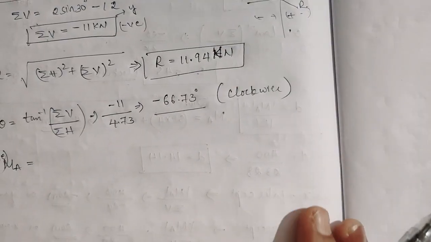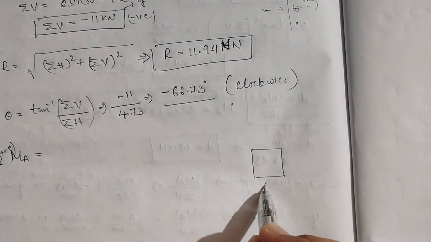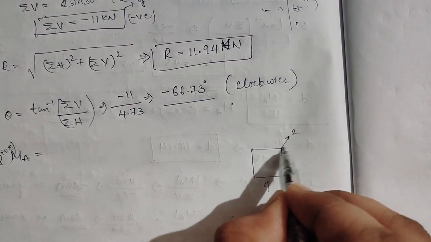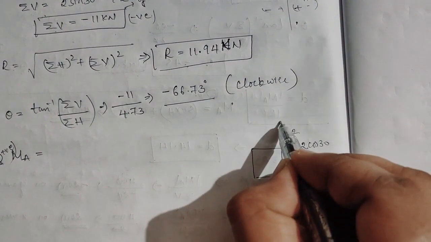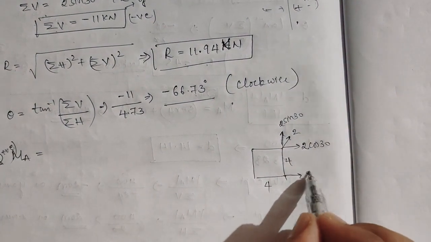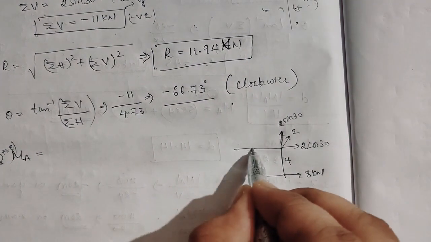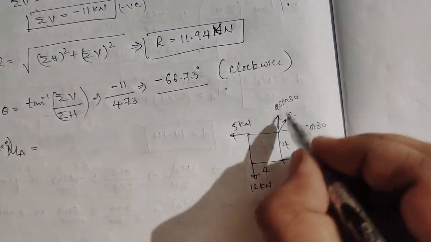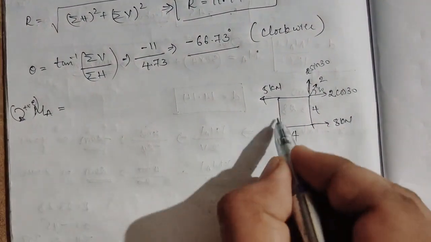Okay, so for your reference I'll write this diagram again. I'll take the square 4 meter into 4 meter. So here the 2 kilonewton force is there, with components 2 cos 30, 2 sin 30. Another force 8 kilonewton, then 12 kilonewton, then 5 kilonewton. So this is the same diagram, right? This is 30 degree. I just rewrote the diagram so that I can calculate the moment about A. So this is point A.